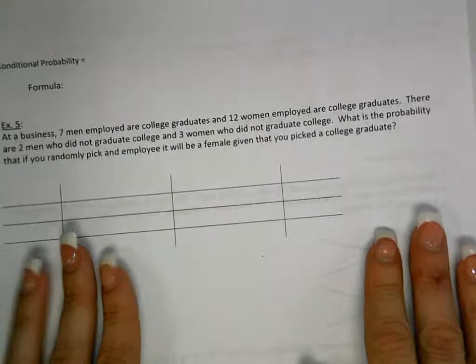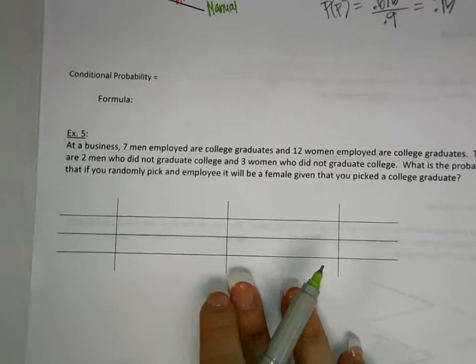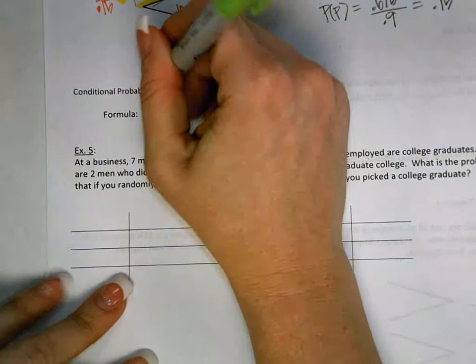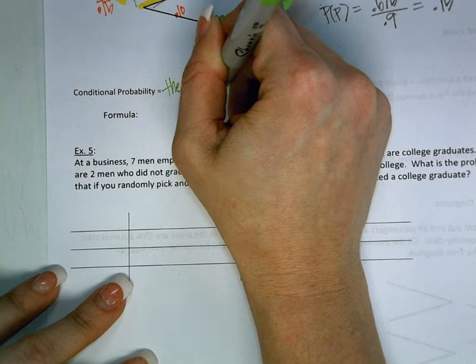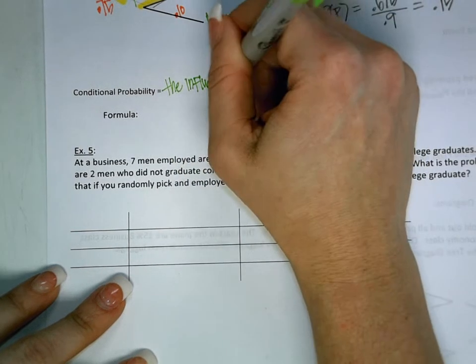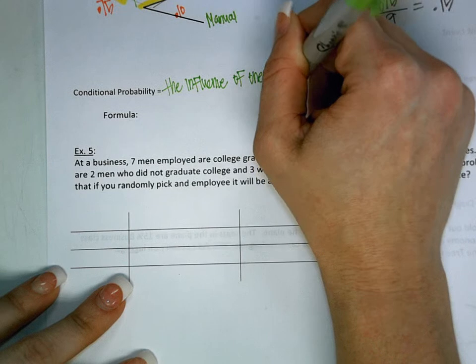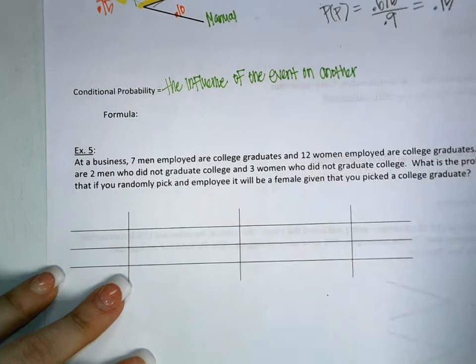Okay, last one is called conditional probability. Conditional probability is the influence of one event on another. So the influence of one event on another.